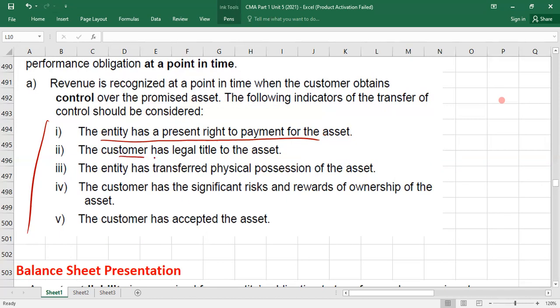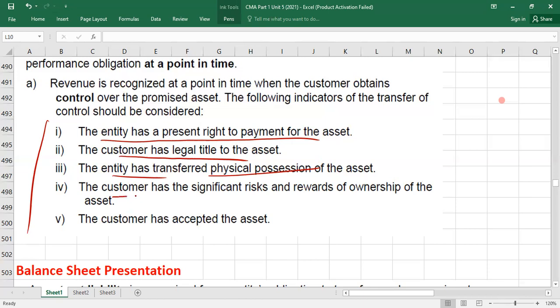Second, the customer has legal title to the asset. For example, I'm selling you land, or I sold you a car, and title is transferred. It means control is passed now. It means my performance obligation is satisfied and I can book the revenue. Point number 3, the entity has transferred physical possession of the asset. Maybe this mouse I'm selling you. No title is required, physical possession is handed over. I will assume control is passed.